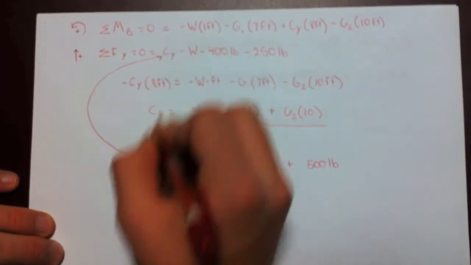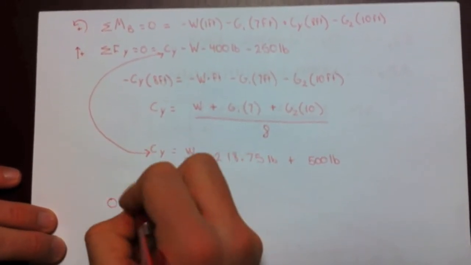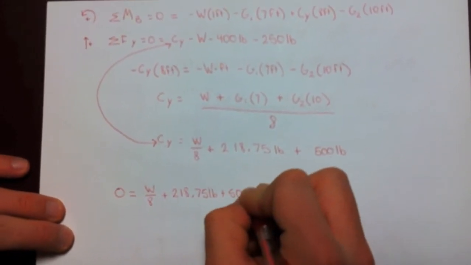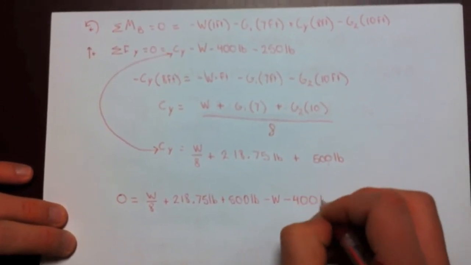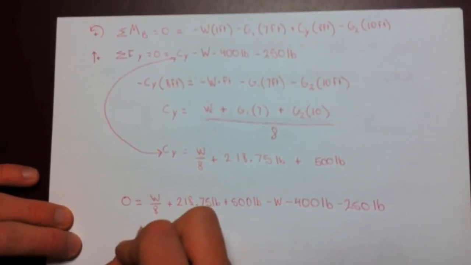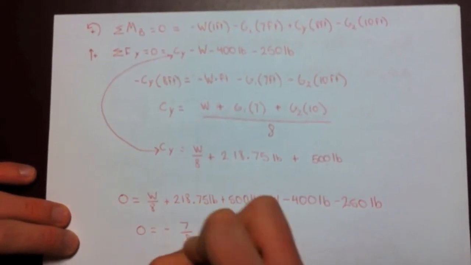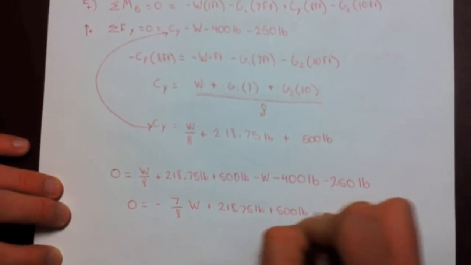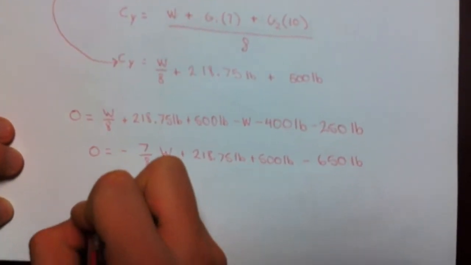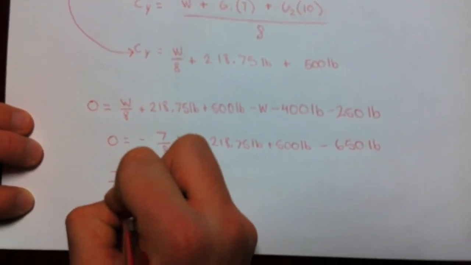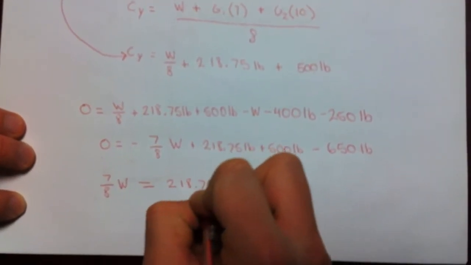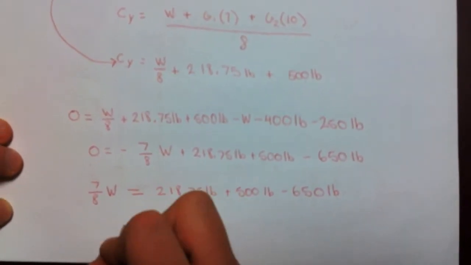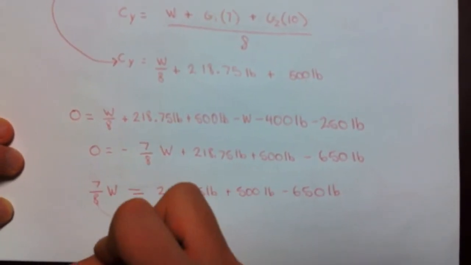Plug this value in to the Cy variable in the summation of forces equation. This equation equals 0, and by plugging in that Cy value, we can then solve for the W variable. By bringing the W variable and its coefficient in front of it to the left side of the equation, we can get W by itself.